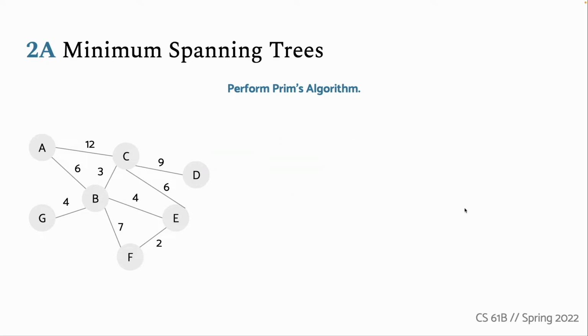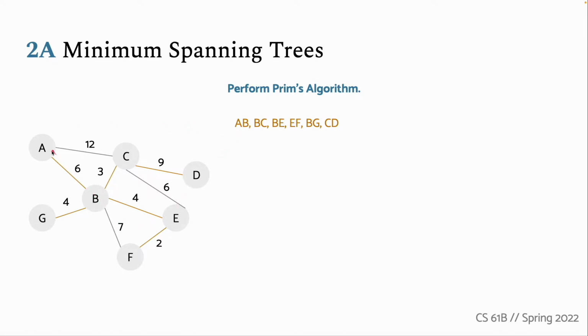Okay, let's go over it. So the result here looks like this, and let's talk about why. We're going to start with A just because of convention. Looking at the outgoing edges from A, 6 is the smallest, so now B is going to be part of our MST. So the first edge we add is AB.